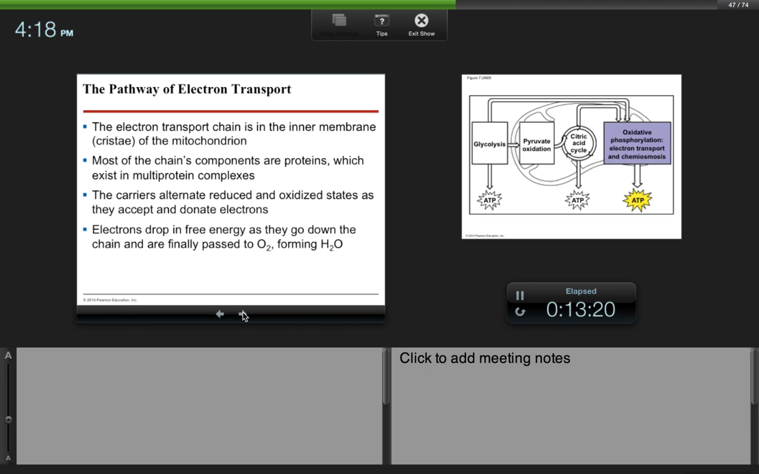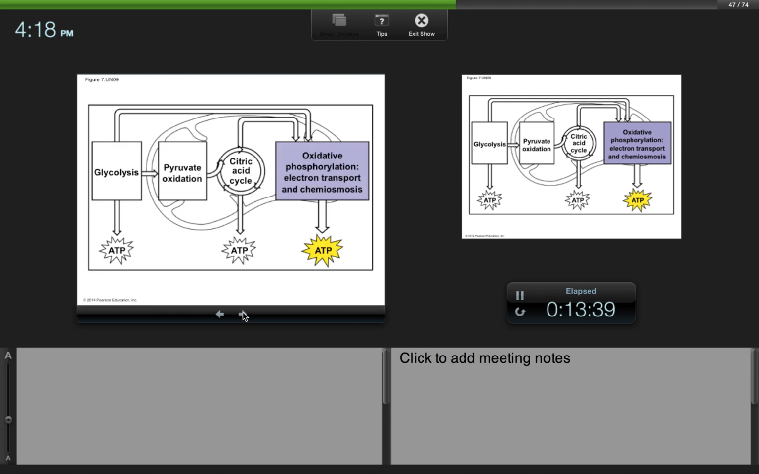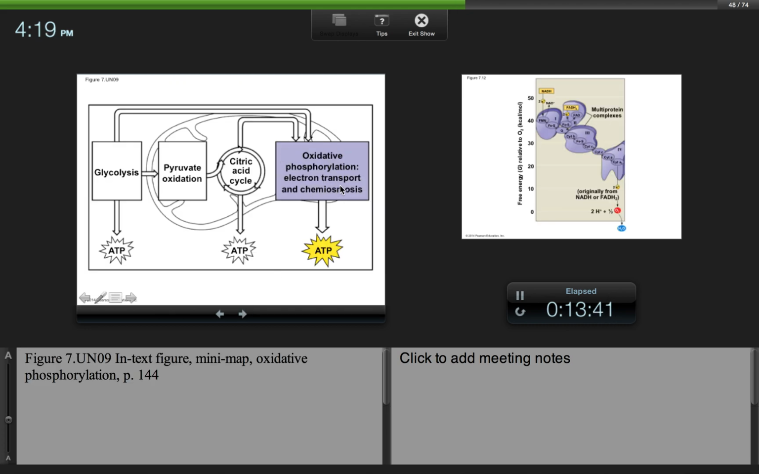The electron transport chain is in the inner membrane, or the cristae, of the mitochondria. Most of the chain's components are proteins, which exist in multi-protein complexes. The carriers alternate between reduced and oxidized states as they accept and donate electrons. Electrons drop in free energy as they go down the chain and are finally passed to oxygen, forming water. So in the mitochondria, we have oxidative phosphorylation, which generates lots of ATP.